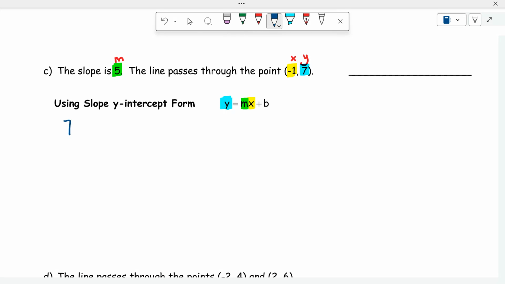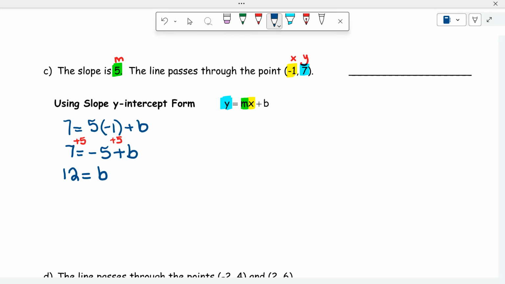So y is 7 equals m is 5. And remember the m connected to the x like that? What operation is happening between those 2 parameters? Right, multiplication. So it's 5 times -1 plus b. So then I have 7 equals -5 plus b. So it's just a one-step equation that we're solving. We'll now add 5 to both sides. So 7 plus 5 is going to give me 12 equals b.